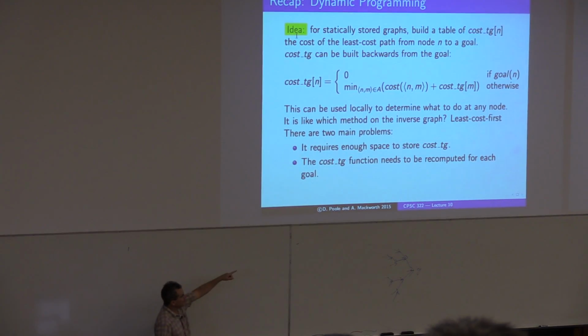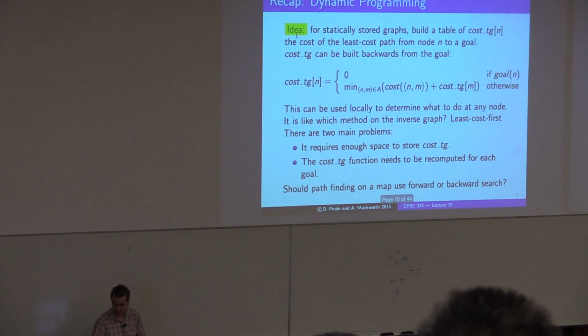There are two main problems with it. One, it requires this big table of the cost to go. And the second main problem is you need to recompute this for every goal. If we ever change the goal, we're going to recompute this. But you can also imagine including a heuristic. If you have a particular start node, you could also imagine doing A star search backwards, and then you're going to essentially just go towards our particular goal.